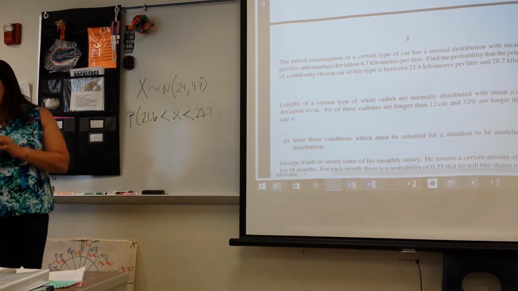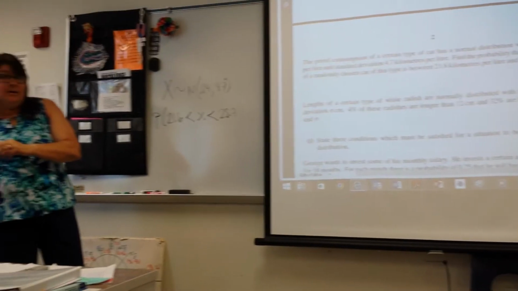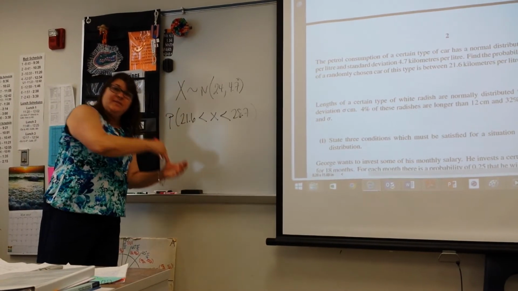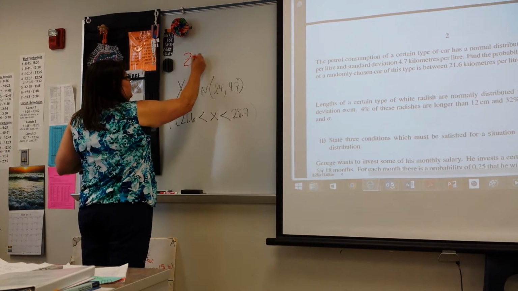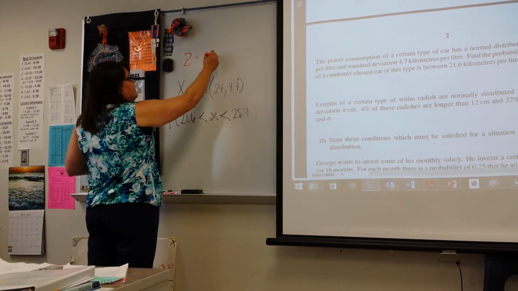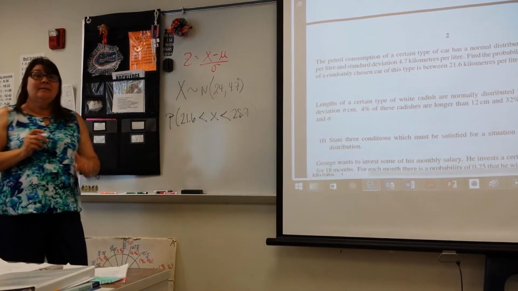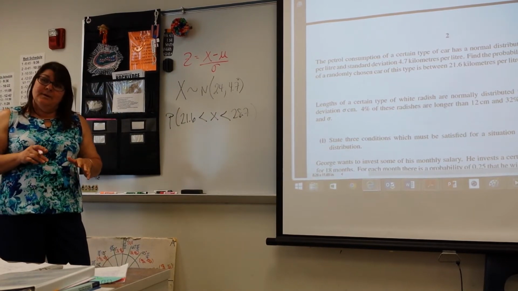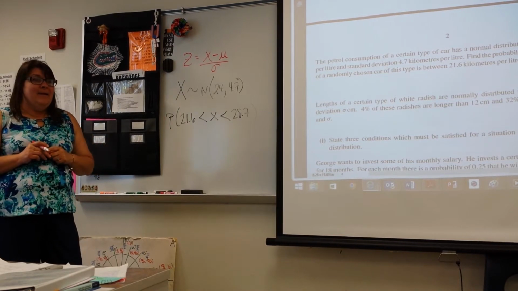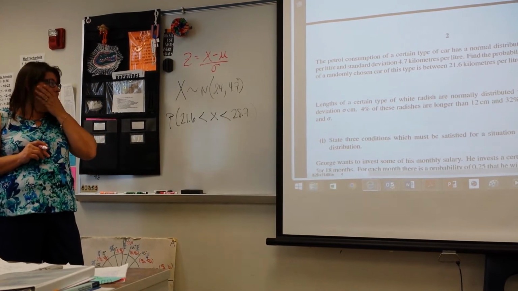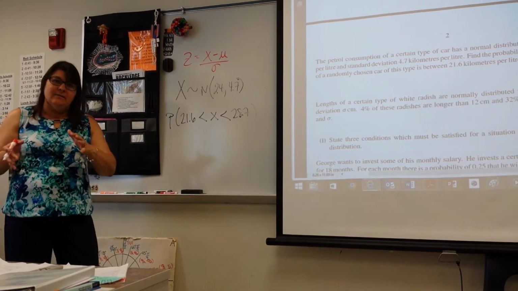So now I have to convert 21.6 to a z-score. I also have to convert 28.7 to a z-score. A z-score has a formula. It is x minus mu over standard deviation. Is that given? No. Sorry, Z equals X minus mu over standard deviation. So let's talk a little bit about what everything is.